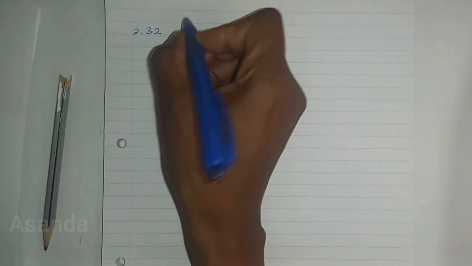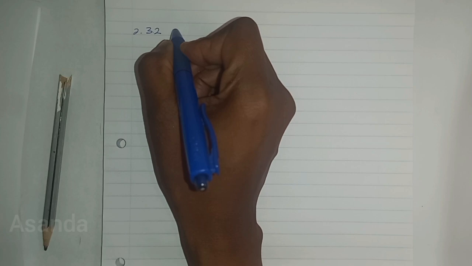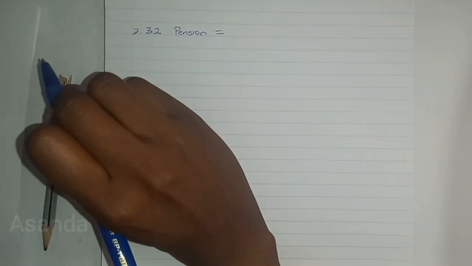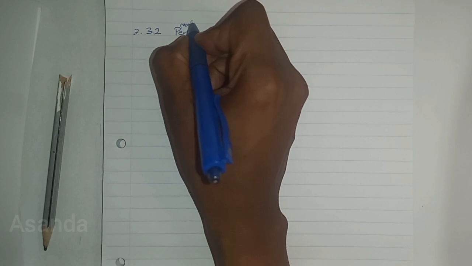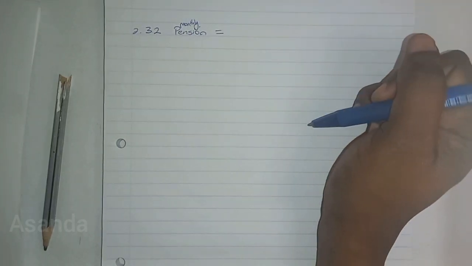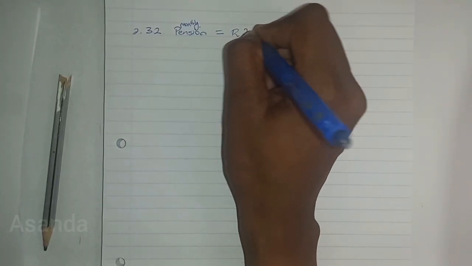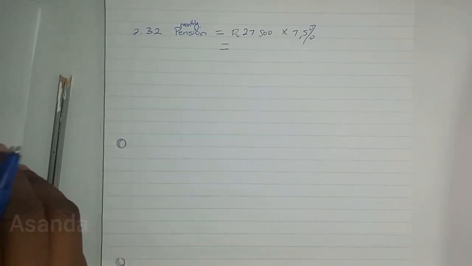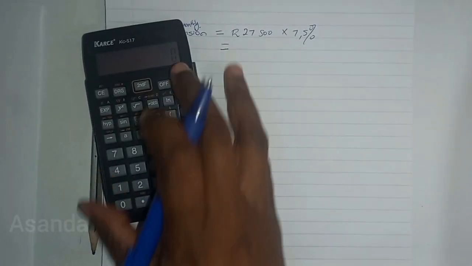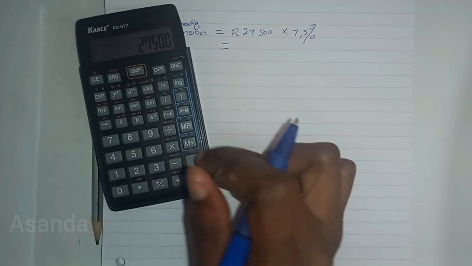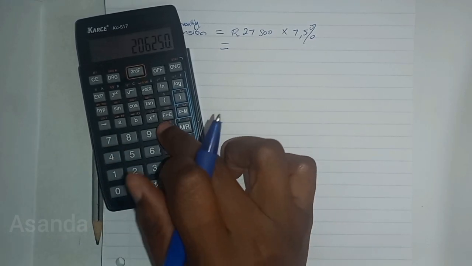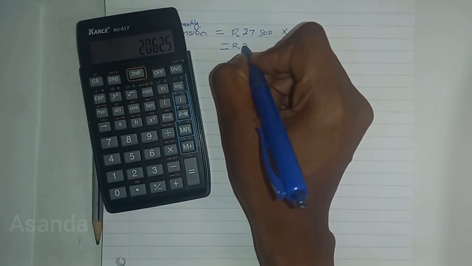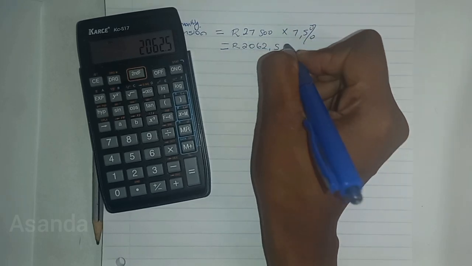2.3.2. So I'm going to calculate the pension first. I'm going to calculate the pension from the monthly. So I'm going to get a monthly pension because I'm going to use monthly income. And that's going to be 27,500 times 7.5%. Remember, 7.5% is 7.5 over 100. 27,500 times 7.5 divided by 100. And then my pension is 2,062.5.